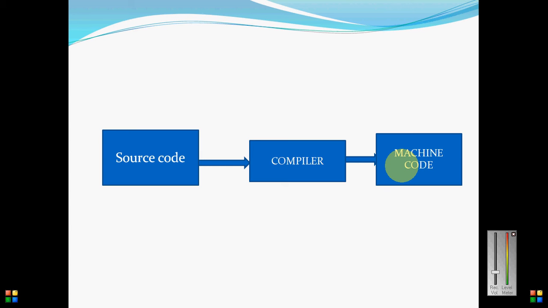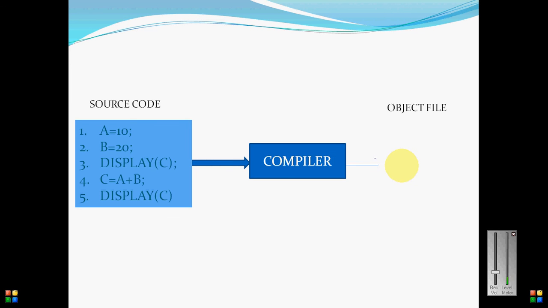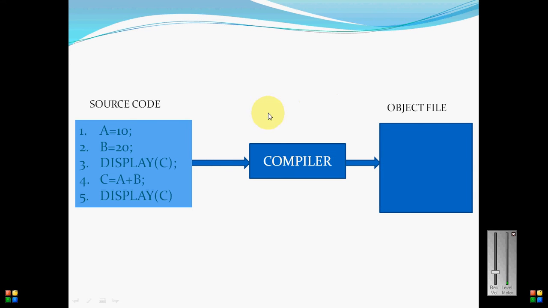So how does a compiler work? The compiler takes source code as an input and converts it to machine code or an object file. It reads the first instruction at a time and converts it to machine code. Then it reads the second instruction and converts it to machine code. When it reaches the third instruction, it gets confused because it does not know about the C variable. Then it gives a bug.